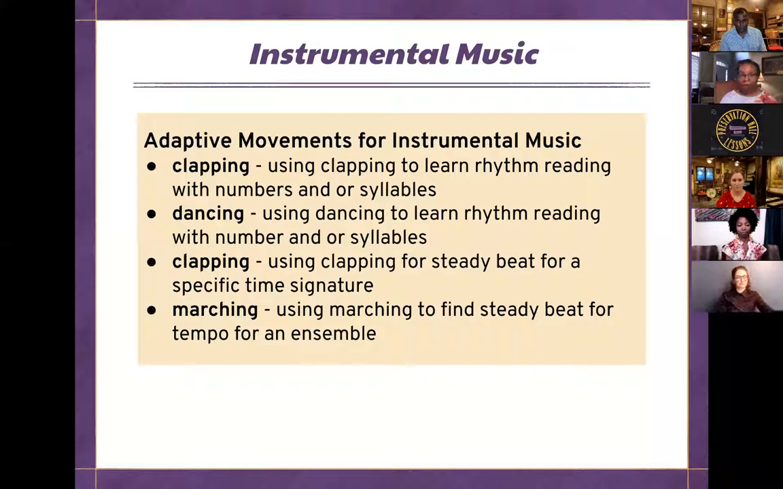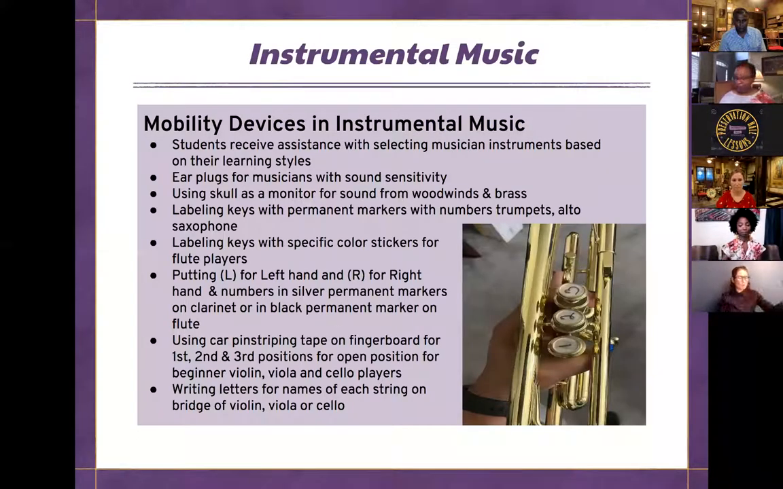When it comes to mobility devices, that's when I need to go to labeling an instrument. So if that's needed, for example, like any other band director, they have phenomenal musicians and band directors in New Orleans, you make sure that the student picks an instrument that is best suited for their learning style. So if I have a student who is autistic and they're in a class with 15 other clarinet players, I'm going to label everyone's instrument so they know left from right, top from bottom. But I may also ask their parents to purchase some earplugs for them so they're not overwhelmed by sound.